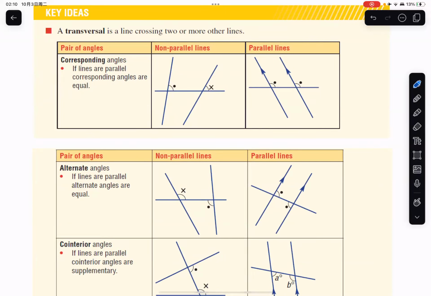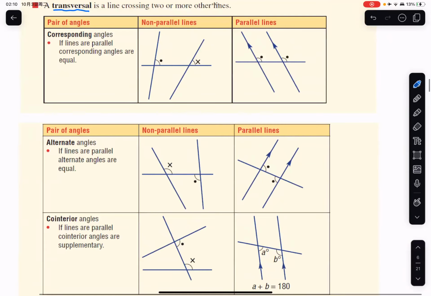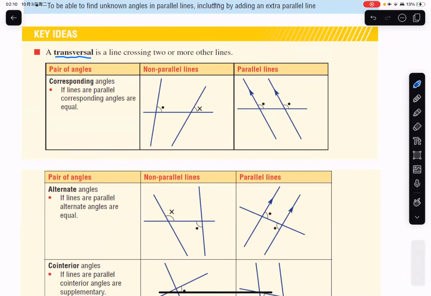First, you need to know what is meant by a transversal. A transversal is a line that crosses two or more other lines. For example, here we have two lines, and then we have another line crossing them. That one we call a transversal. Transversal.